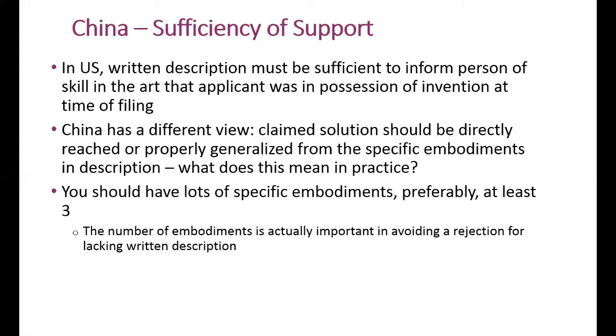So what does that mean in practice? In practice, that means you should have lots of specific embodiments, which means lots of working examples, as many as you can, preferably at least 3. If you have fewer than 3, then Chinese examiners can reject your claims for lacking written description, and ultimately you may only be able to get claims of a very narrow scope, narrower than you're actually entitled to.